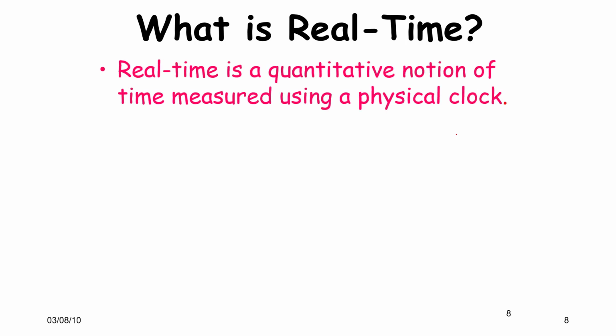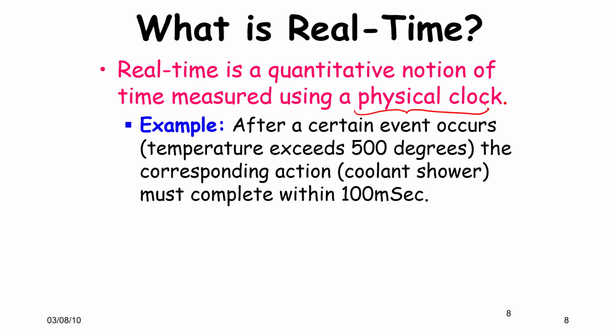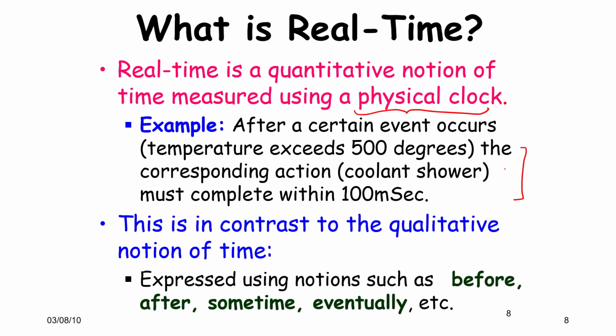So, what is real time? Real time is where there is a quantitative notion of time, measured using a physical clock, like a real-world clock, and that determines the behavior of the system. As an example, let's say that once the temperature exceeds 500 degrees C, the corresponding action is that some coolant needs to be sprayed, and that needs to happen within 100 milliseconds. This is an example of a real-time constraint, and a processing system that implements this would be a real-time system. This is in contrast to the qualitative notion of time that we have in regular distributed systems.